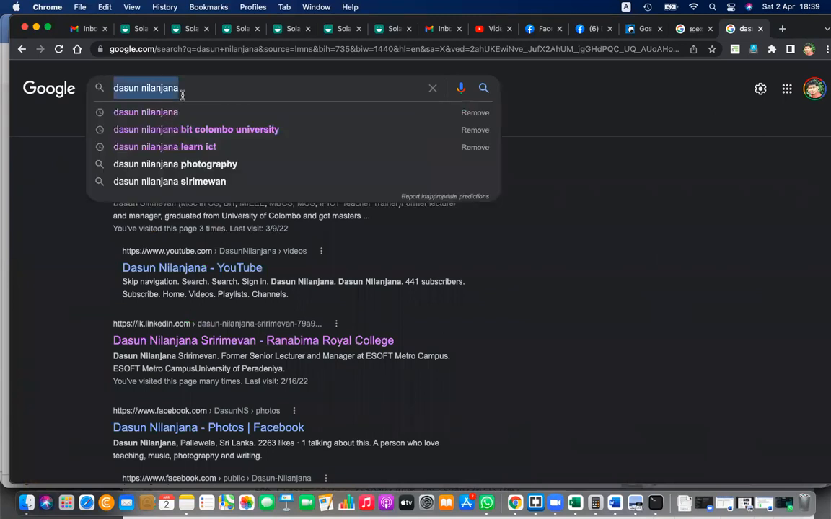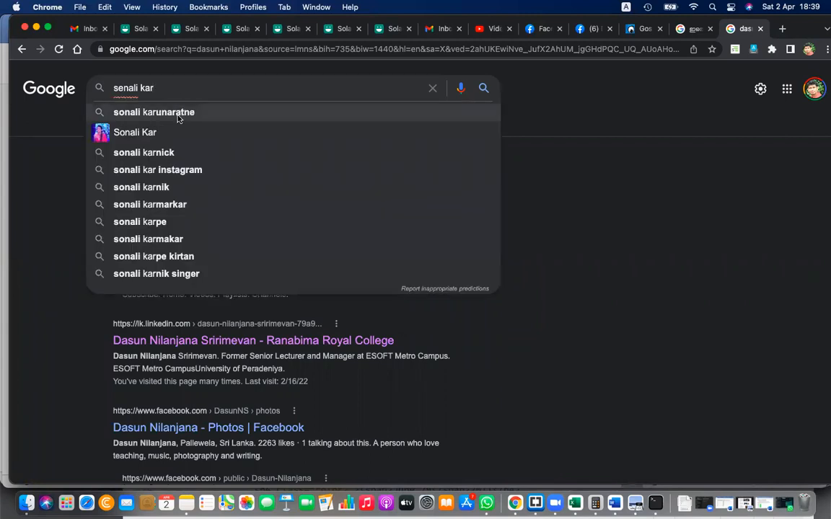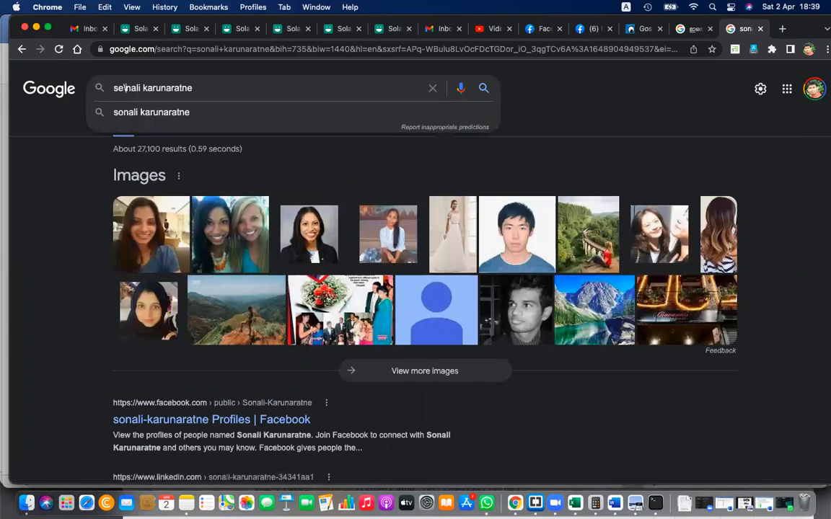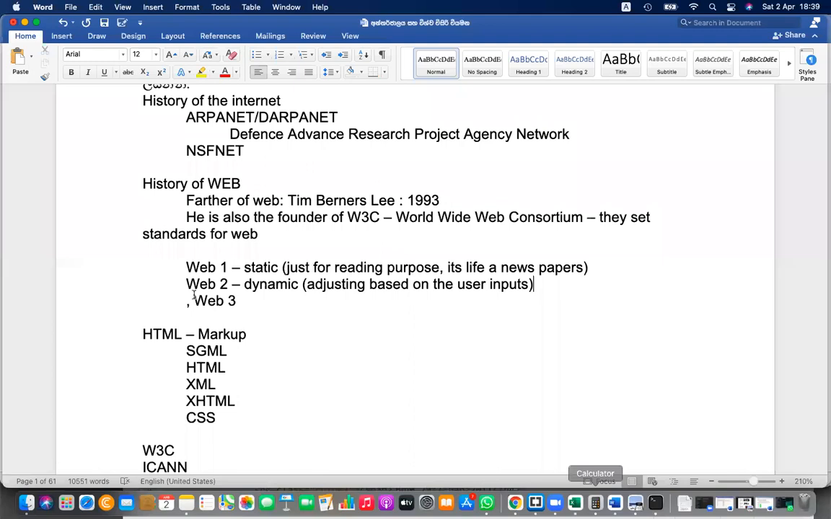So that is the name. If you search Senali Karuna Ratna, it's Senali, not Sonali. So it's adjusting, right? Adjusting according to that request. That is called dynamic. So Web 2 was dynamic and interactive. You can interact with the web pages. Unlike newspapers, it's changing.